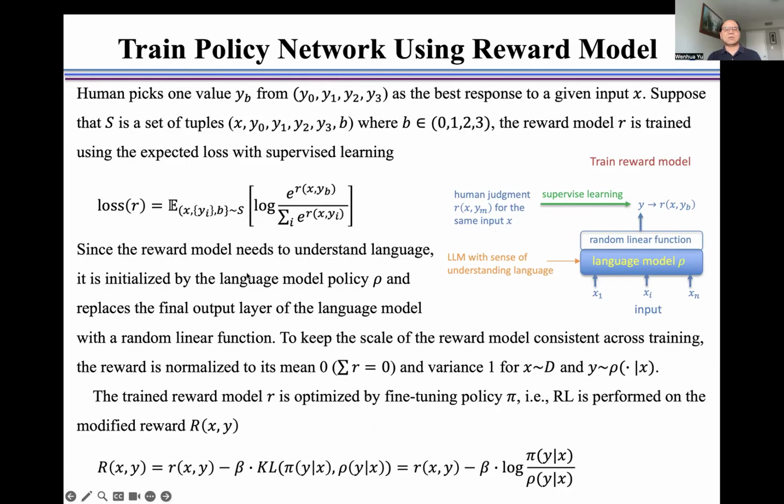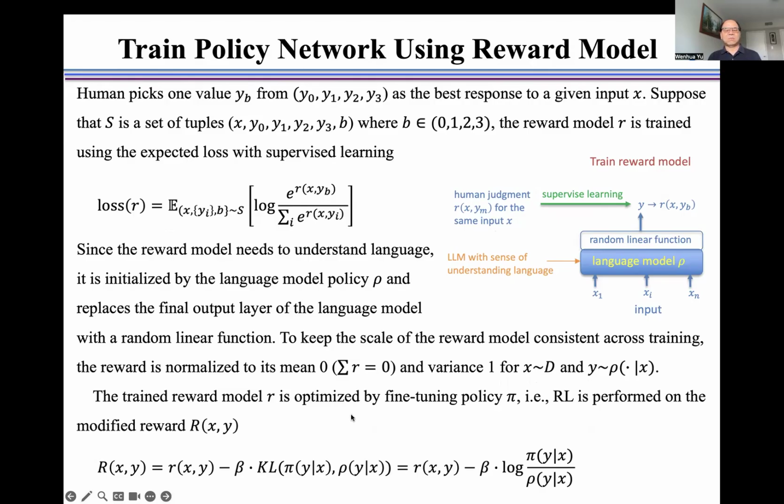Since the reward model needs to understand the language, it's initialized by the language model policy rho and replaces the final output layer of the language model with a random linear function, as shown here. To keep the scale of the reward model consistent across training, the reward is normalized to mean 0 and variance 1 for X and Y.